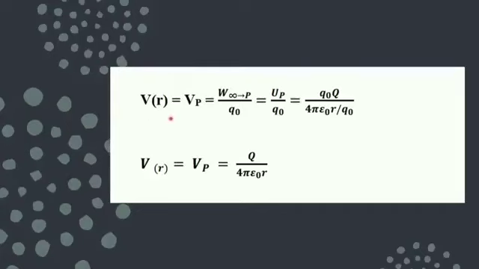Or you can write it again in this form also, that this is equal to work done divided by Q naught, or in terms of potential energy if you want to write. Then the other way of writing, you can multiply it with Q naught and divide it by Q naught. So you will be getting the result as such.